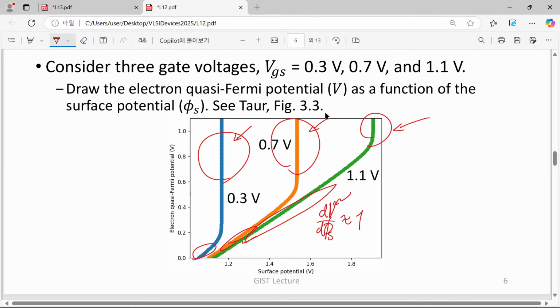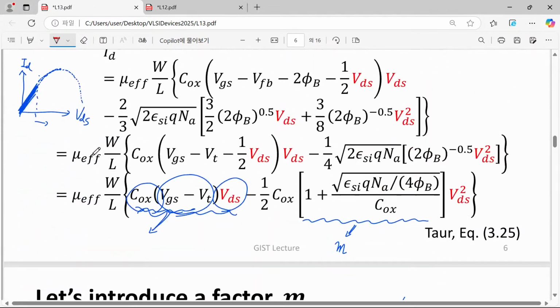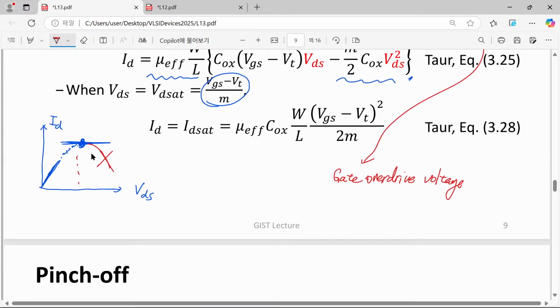However, if we apply too high a drain voltage, then at the end of our drain side channel, we will have an occurrence of this bias condition. So that is just a failure of our approximation. That is quite easy to understand. Beyond this point, our approximation is not valid any further, so we cannot apply it beyond that point.